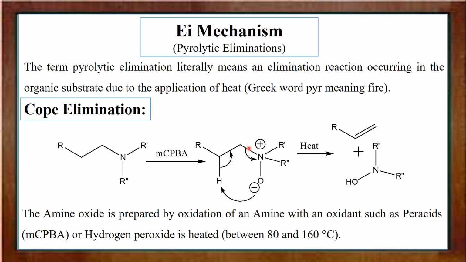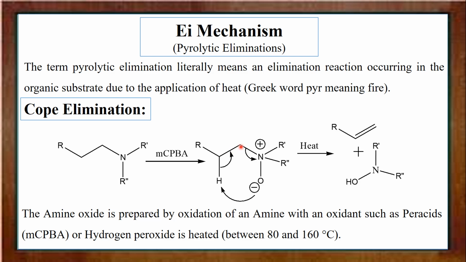So this amine oxide, or N-oxide, when we heat it, the oxide removes a proton from here. The bonded electrons move here, pushing out these bonded electrons with nitrogen. So nitrogen takes up both the bonded electrons. This O minus takes a proton, and that is how a hydroxylamine is generated. Along with that, a double bond is formed here.